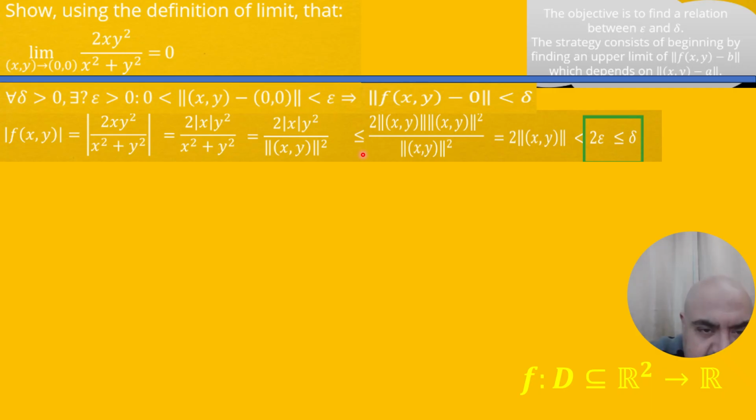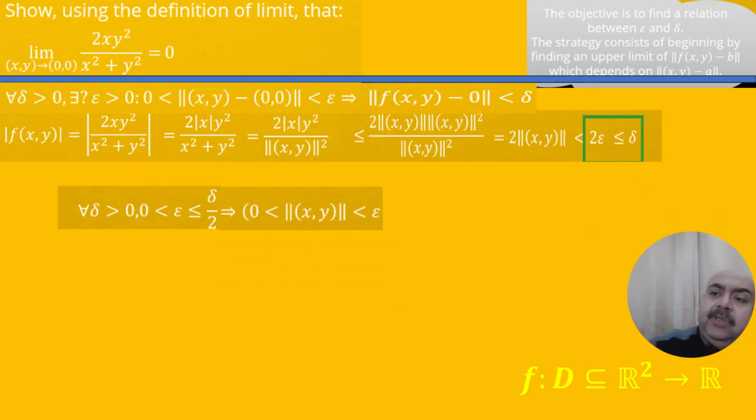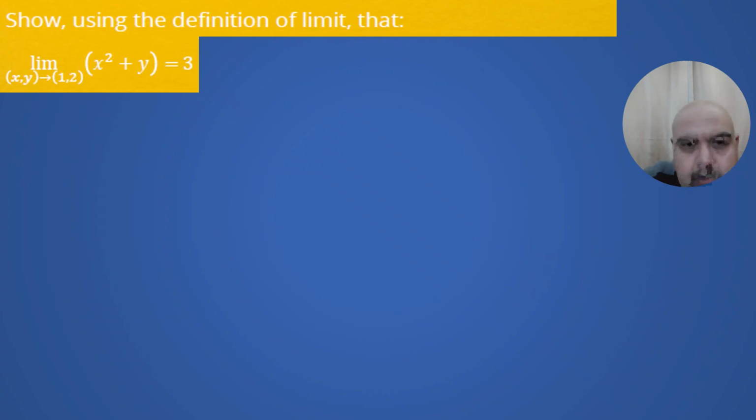And then now I can use the inequality. That's for sure y squared is less than or equal to the norm of (x, y) squared. And for the absolute of x, it's going to be less than or equal to the norm of (x, y). Now I can reduce it to x and y. Now I have 2 times the norm less than or equal to delta. The relation between epsilon and delta is clear: epsilon less than or equal to delta over 2. So once more, I found that the open ball of (x, y) centered at 0 has a radius epsilon. And so the image, same song, the image minus 0 is less than delta, and all the remaining steps stay the same.